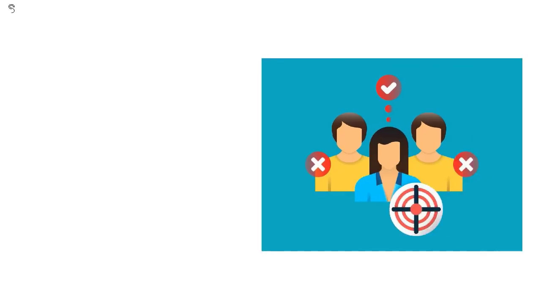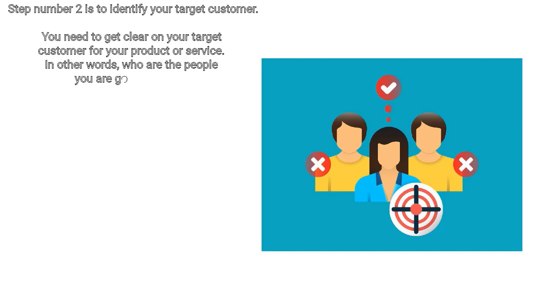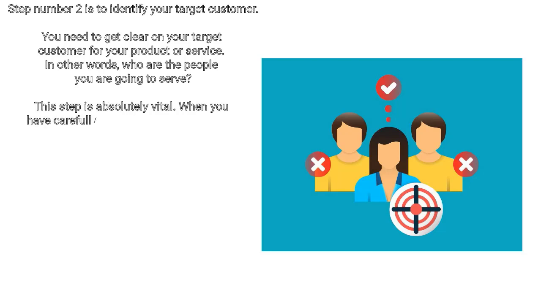Step number 2 is to identify your target customer. You need to get clear on your target customer for your product or service. In other words, who are the people you are going to serve? This step is absolutely vital. When you have carefully defined your target market, you can then offer a product to that target market.